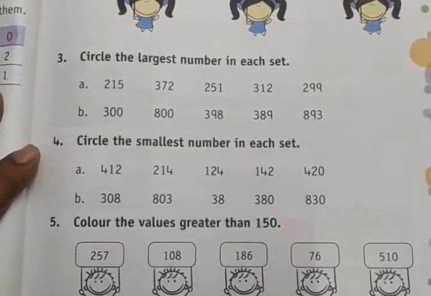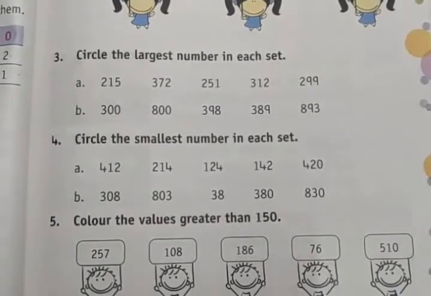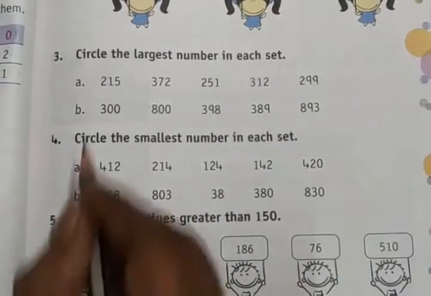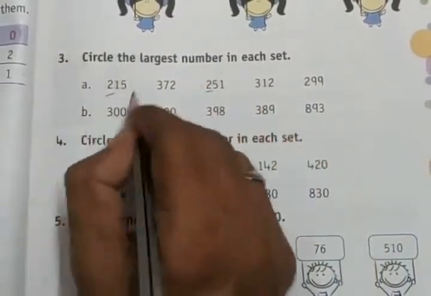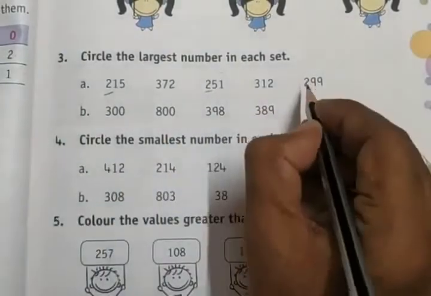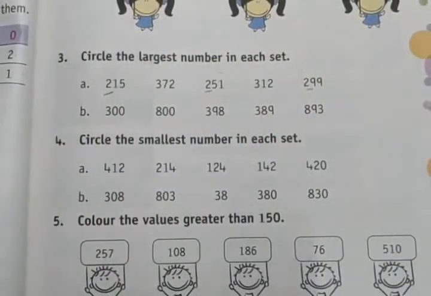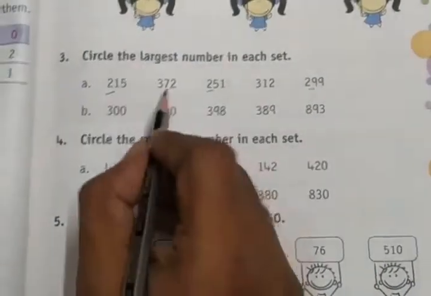Next is circle the largest number in each set. We have to circle the largest, meaning the biggest number. Largest number, biggest number or greater number, all are the same. So in the given set of numbers, we need to find the largest number. Here 200, here 200, these two are in the 200s. And here 200. These are smaller numbers when compared with 300. Now we have to compare only these two.